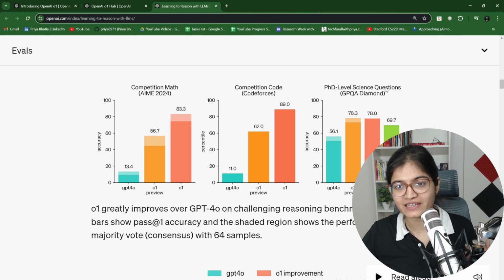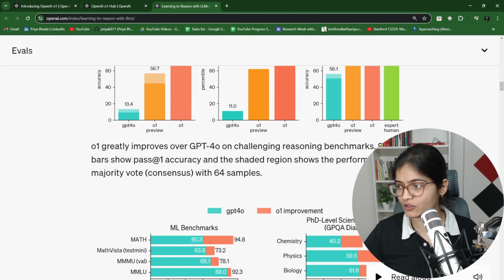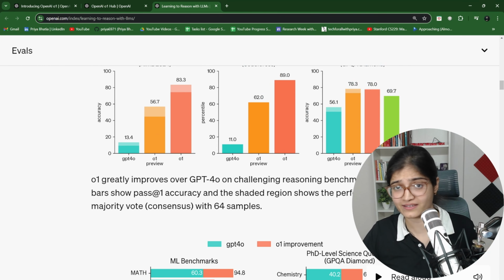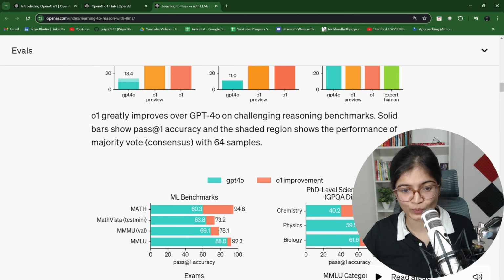Again, on PhD-level science questions, GPT-4o performance is 56.1 accuracy. O1 preview is 78.3. O1 is 78, and even the expert human, if you try to see, is 69.7 accurate. So you can see O1 is beating the expert human accuracy as well.